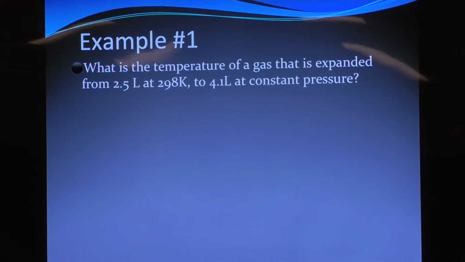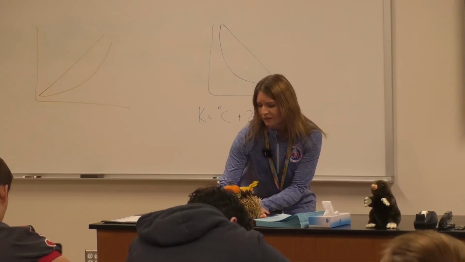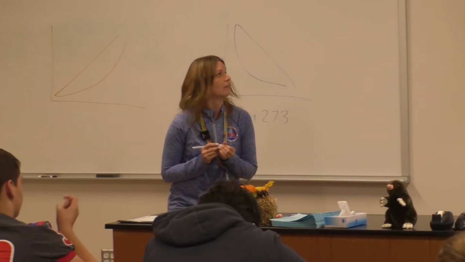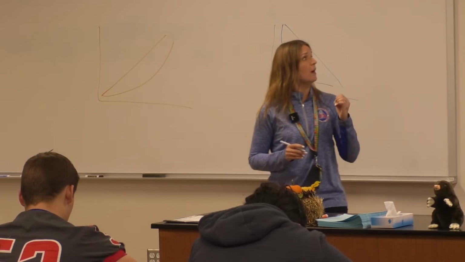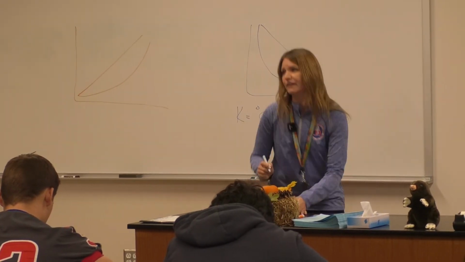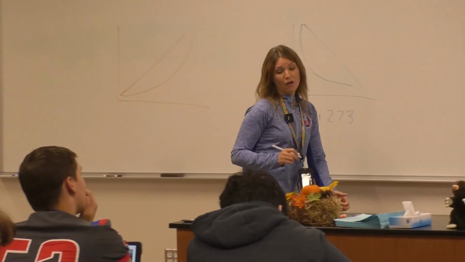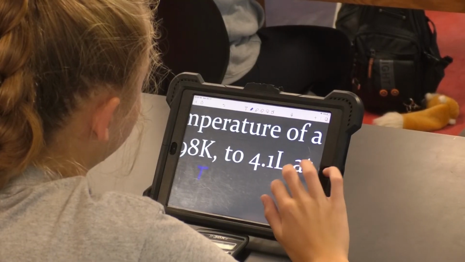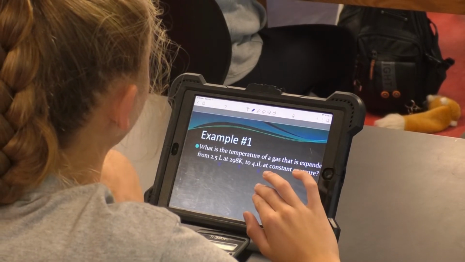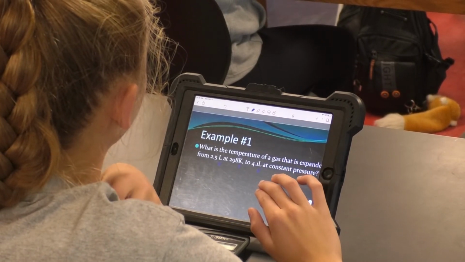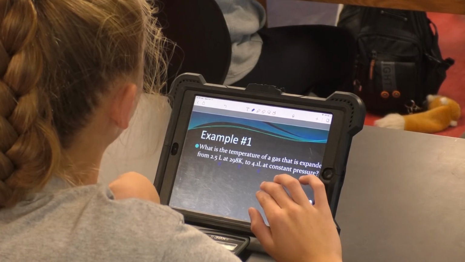Example 1 says, what is the temperature of a gas that is expanded from 2.5 liters at 298 Kelvin to 4.1 liters at constant pressure? Let's tag our units. We are solving for a temperature of a gas that is expanded from 2.5 liters. Liters is a pressure, volume, or temperature? Liters is a volume. So if you tag your units, do you see P's up there? And in fact, it says pressure is constant. That means it's not changing.